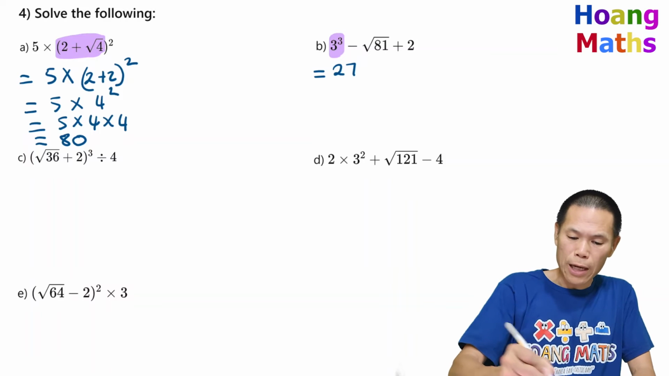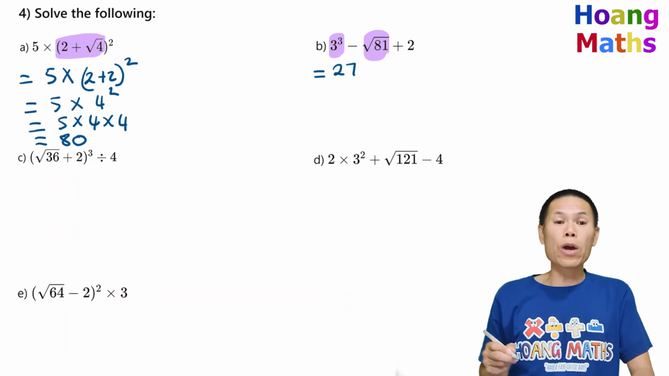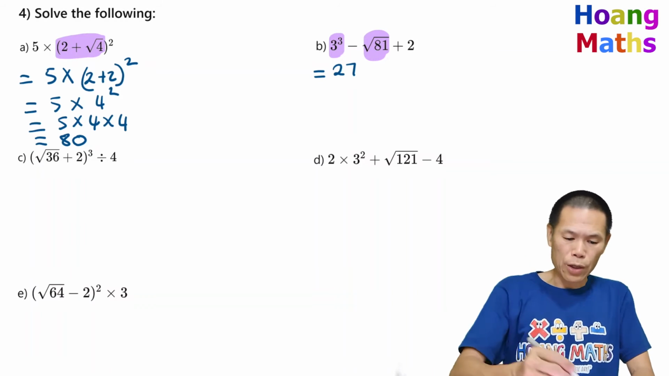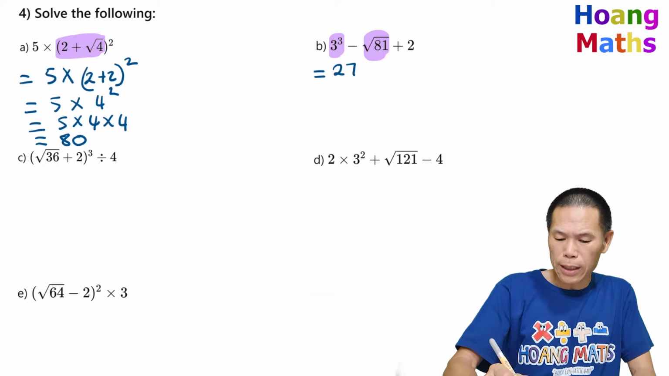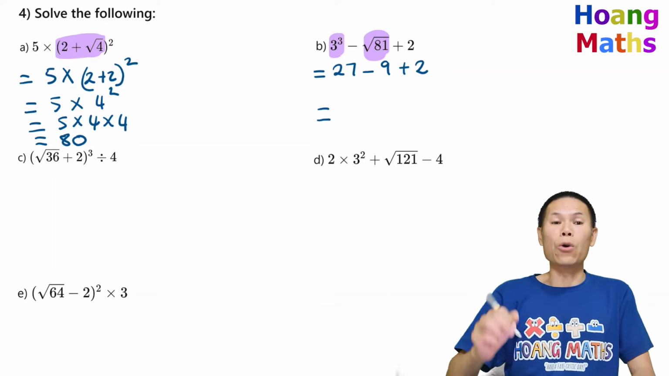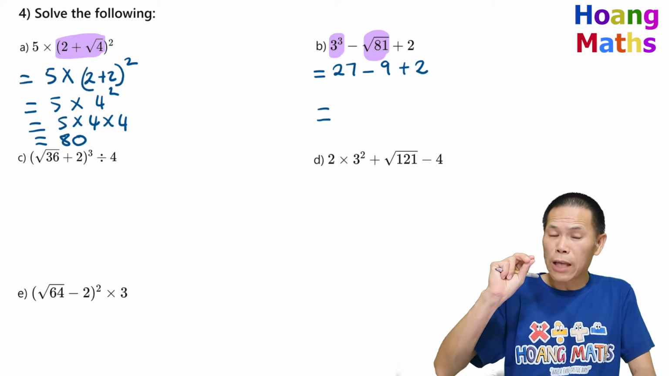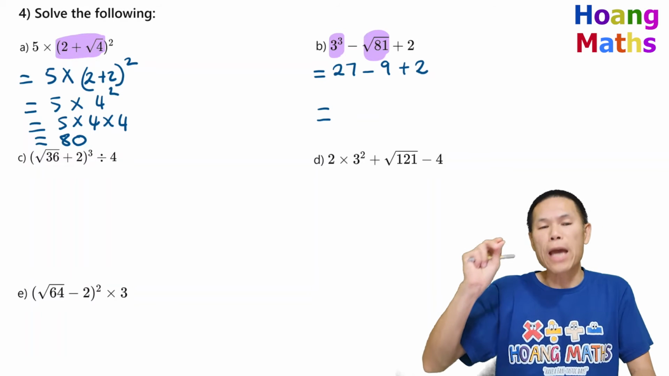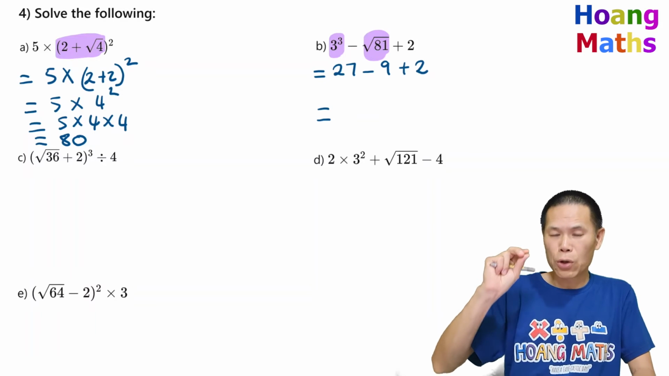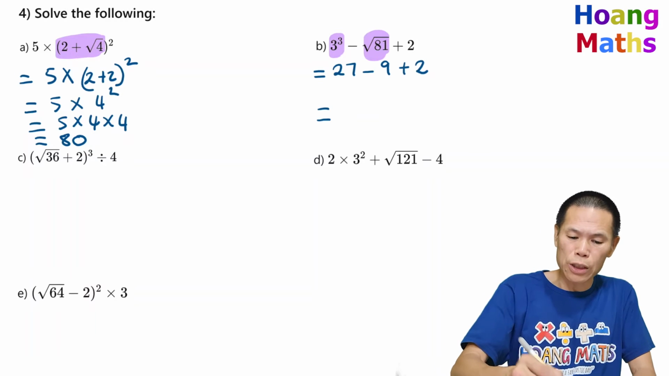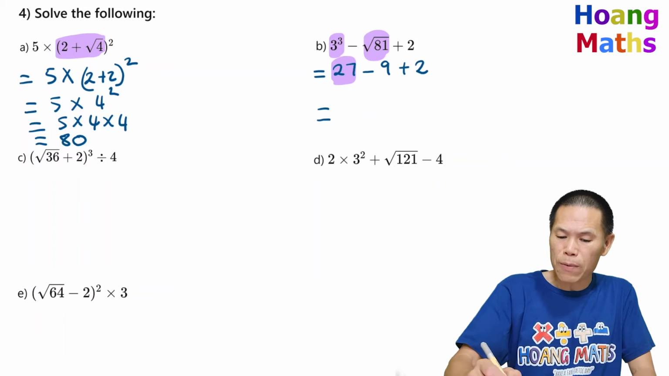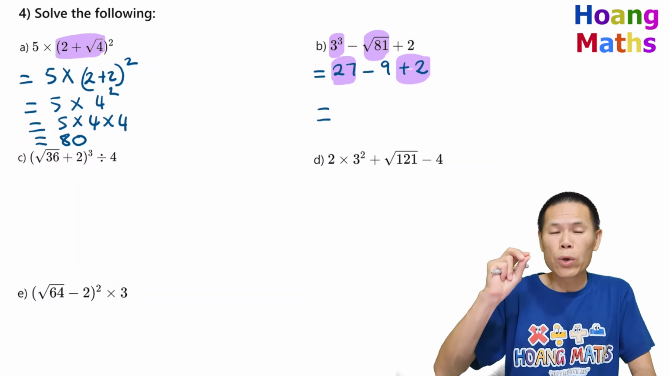There you go. And this one here is square root of 81. So square root of 81 is 9. So we minus 9 and we add 2. You can just go 27 minus 9, then we add 2. But because they're all minus and plus, we can simply do it this way as well. 27 plus 2 gives me 29.